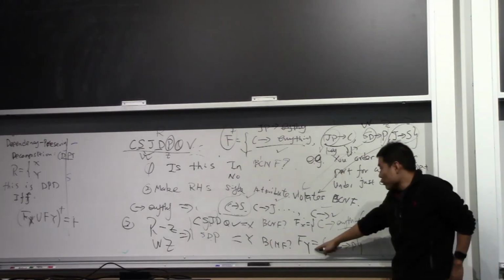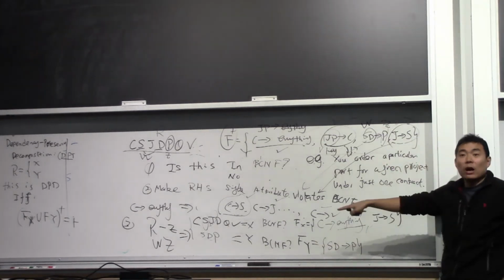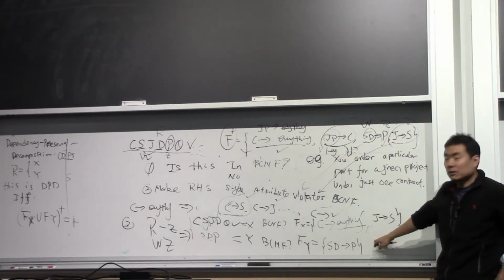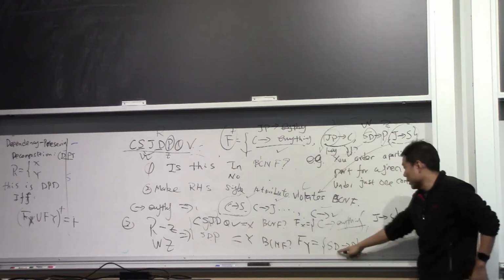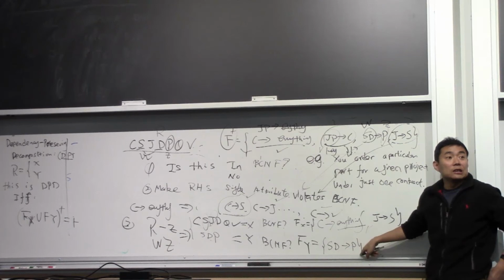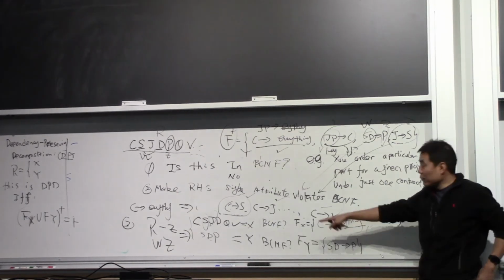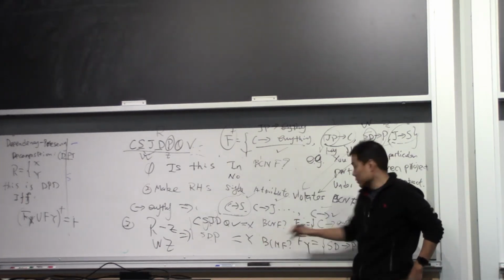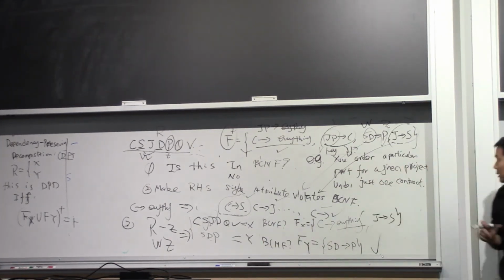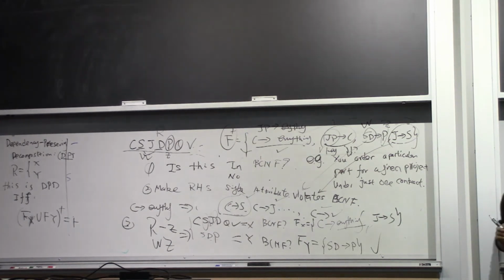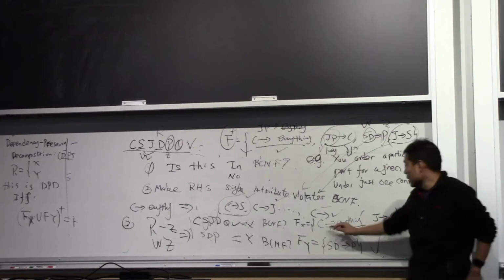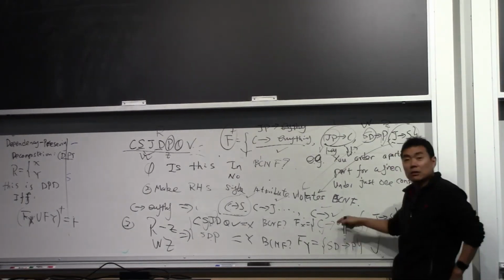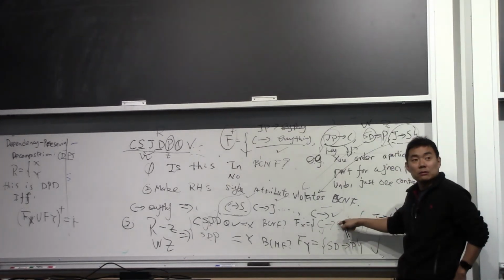Okay, is Fy in BCNF? Is Y in BCNF with respect to this? The answer is yes, right? Because you have three attributes SDP. The only functional dependency you have is SD determines P. SD now is a key for Y, right? Obviously. So this is okay. What about X? C determines everything prime means that C is still a key, so this satisfies the BCNF requirement.